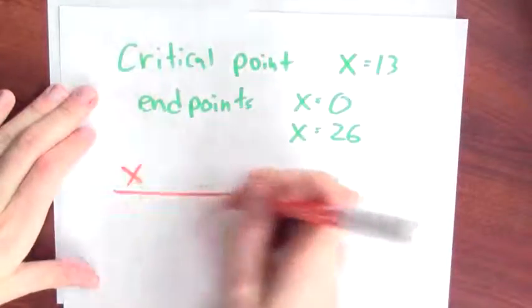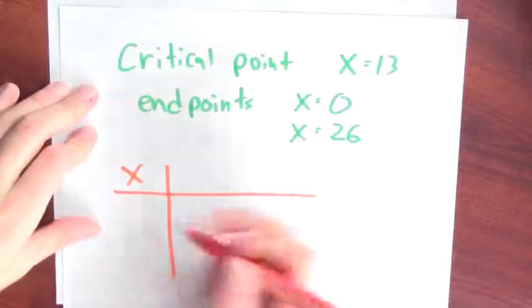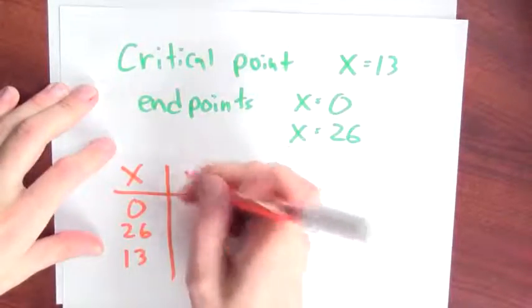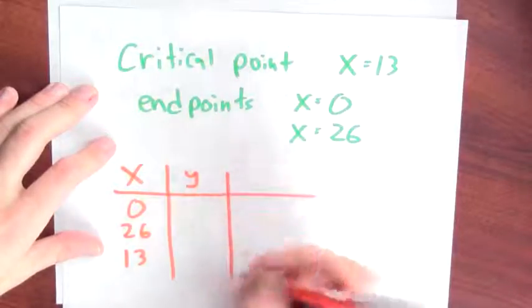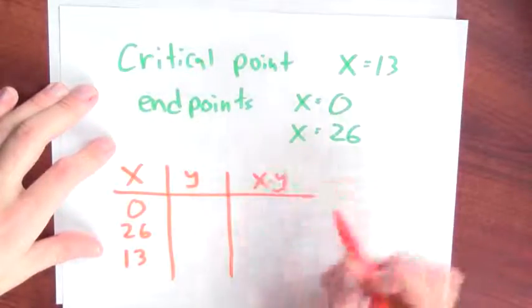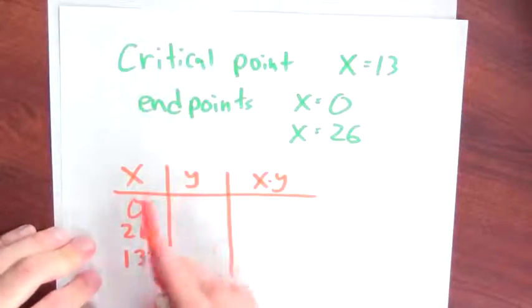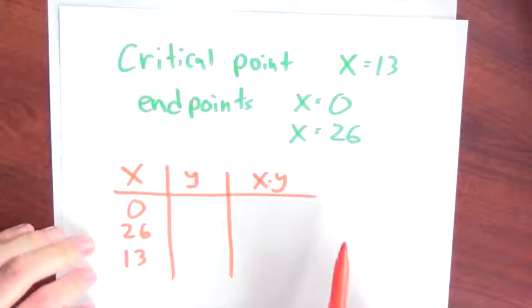All right, so these are the 3 points that I should check. So I'll make a little table here. The x values that I'll check are 0, 26, and 13. Then I'll figure out what the corresponding y value is, and then I'll figure out x times y, which would be the area of the fenced-in region if I use these as my side lengths for my sheep pen.